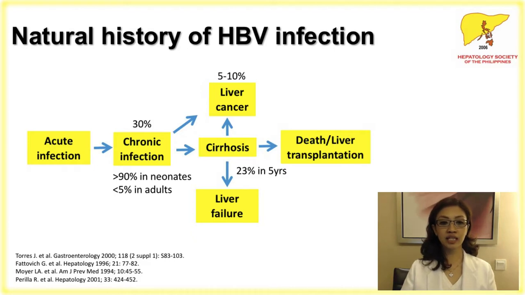Again, this slide emphasizes that hepatitis B can develop into a chronic illness. In perinatal transmission, at least 90% of newborns will develop chronic hepatitis B. Horizontal transmission in adults confers chronic infection in only 5%.